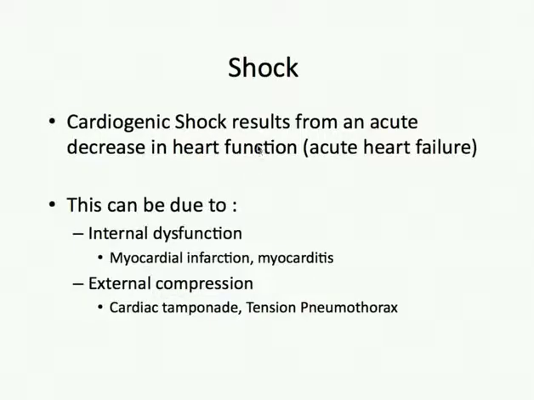The final form of shock that we'll discuss today is cardiogenic shock, and this results from some problem that's disrupting our heart's ability to function. We can also call it acute heart failure. Breaking down the differential for why this could be happening, it could be something internal to the heart, like a myocardial infarction, or inflammation of the muscle leading to myocarditis, or from external compression, either from a cardiac tamponade or a tension pneumothorax that's inhibiting the heart's ability to work.